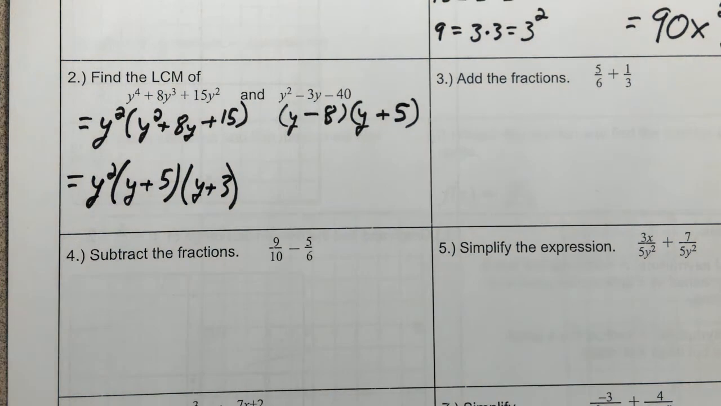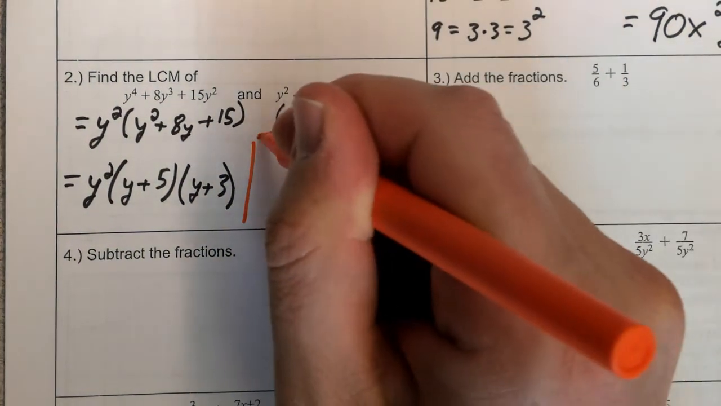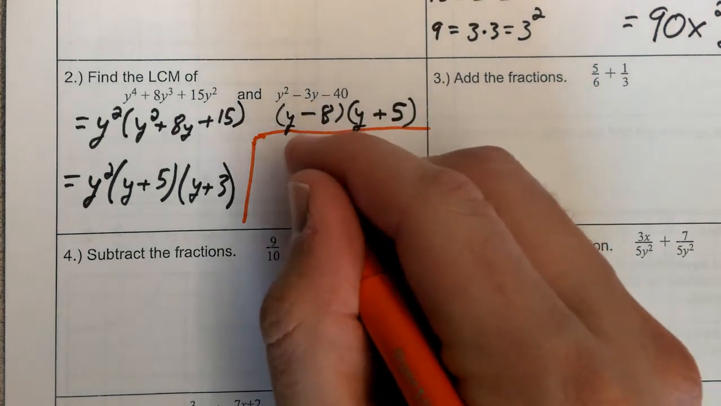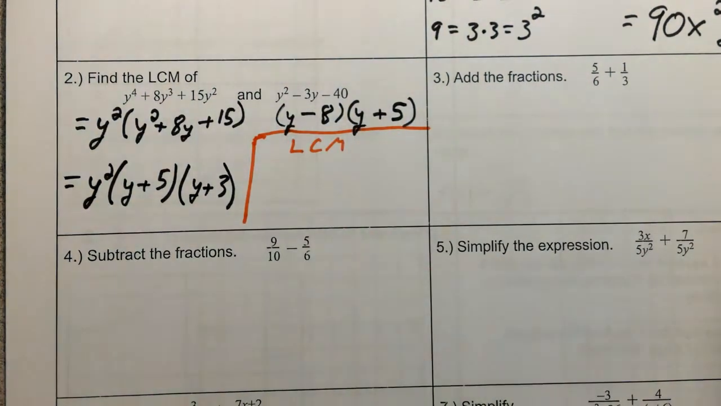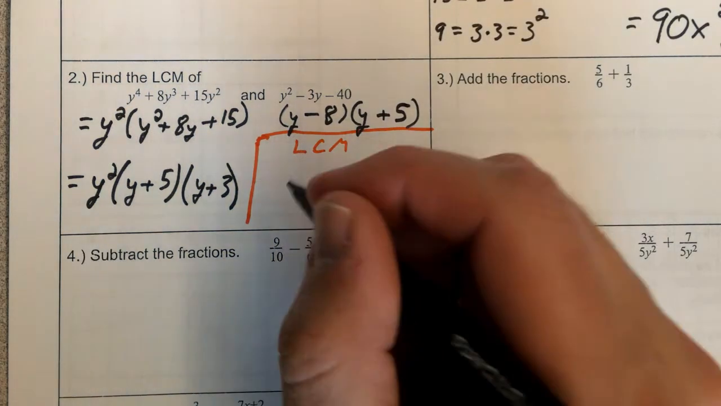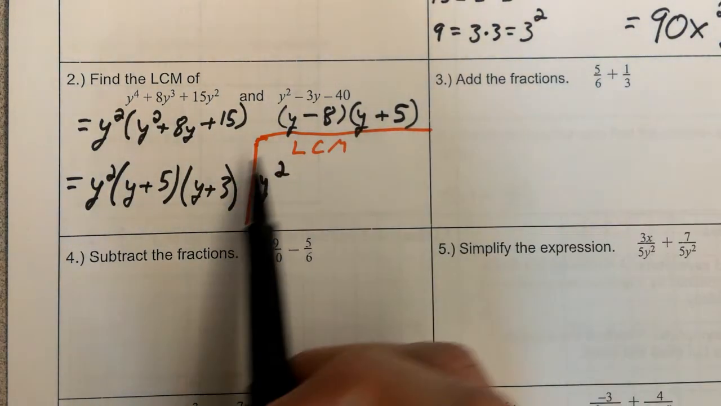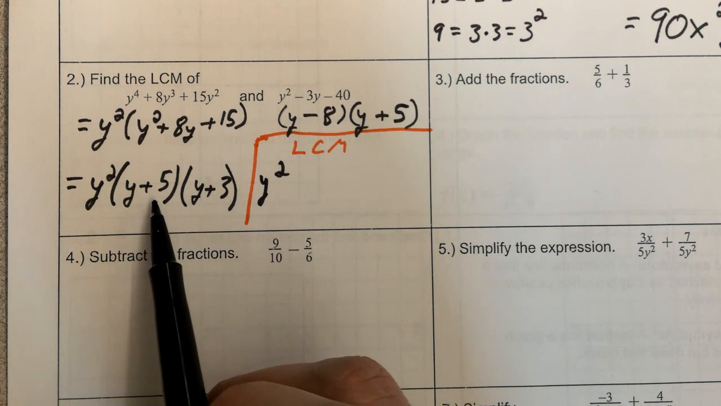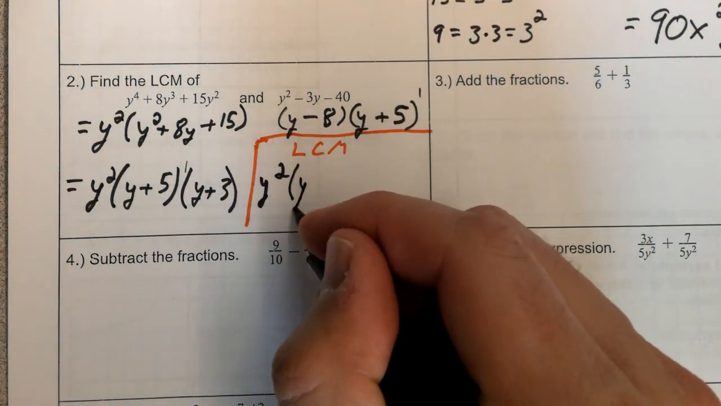Now I can write my LCM. Not very good spacing management here. So I have LCM, it will be the highest power of each factor. So the highest power of y is y squared. The highest power of y plus 5. Well, there's a y plus 5 to the 1 power here and to the 1 power here, so that's just going to be y plus 5.